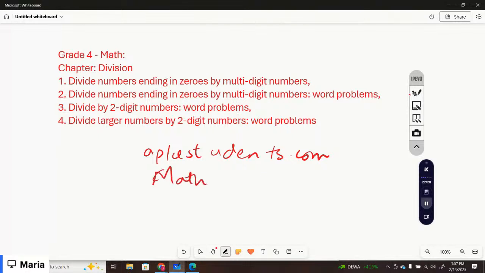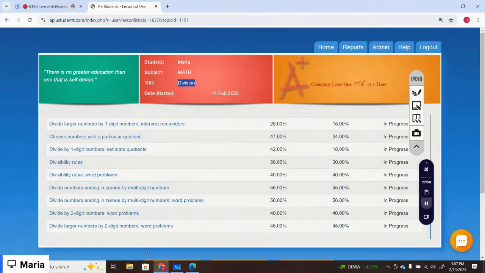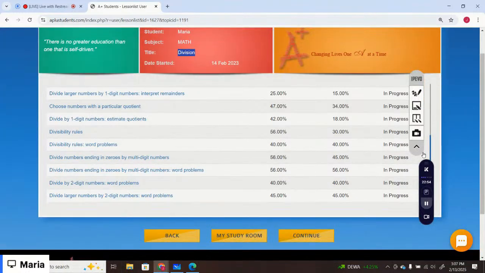We're going to start with the chapter division. The lessons we're going to cover today are divide numbers ending in zeros by multi-digit numbers, divide numbers ending in zeros by multi-digit number word problems, divide by two-digit number word problems, divide larger number by a two-digit number word problems. Please make sure you have your notebook and pencil so that you can note down important examples and definitions as well. Let's just start with this and divide numbers ending in zeros by multi-digit numbers.